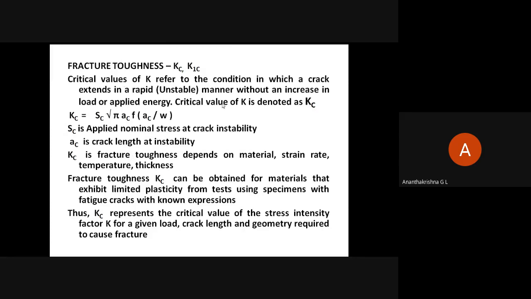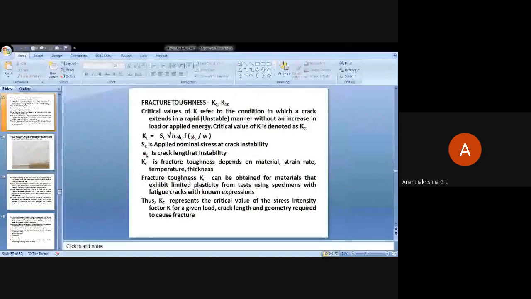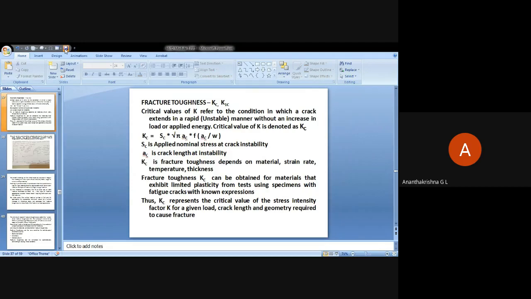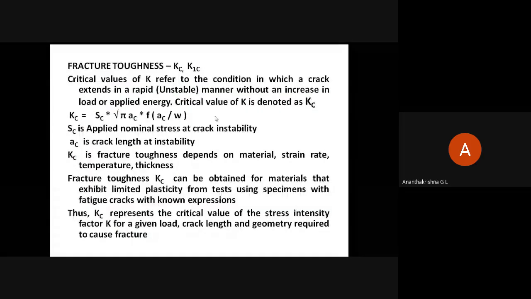Is that okay? So the critical value of K is nothing but K_C, which is given by the equation out there. Please note down this equation and these terms. Note that the critical value of K is denoted as K_C. That value of K_C will give you the fracture toughness, which depends upon the type of material, rate of strain, temperature, and thickness.